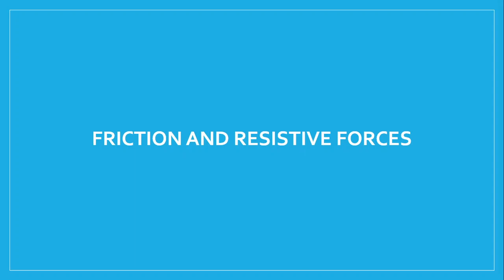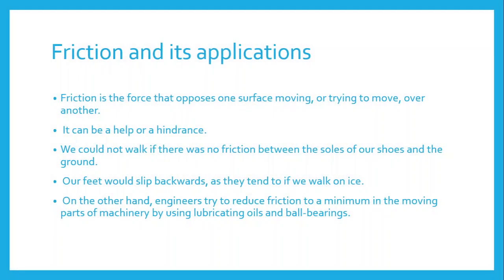or resistive forces. Moving forward, what exactly is friction? Friction is any kind of force that is resisting or opposing the motion. Friction is a force that opposes one surface moving or trying to move over another. If there are any two surfaces lying on each other and they have a relative motion, it is for sure that friction exists between them.